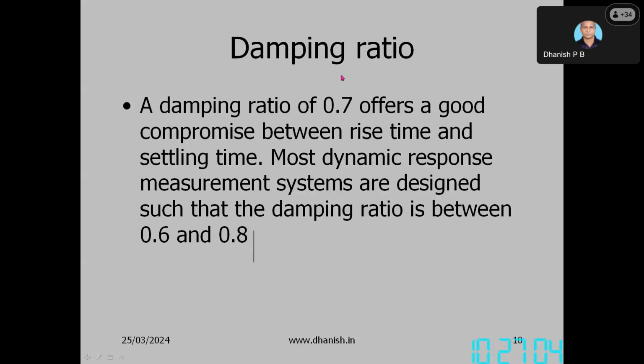So the best damping ratio for measuring instruments is generally mentioned as 0.7 because it offers a good compromise between rise time and settling time. These two times we will define later on the next slide. So rise time is the time required to reach the final value, and settling time is the time required for oscillations to stop. Most dynamic response measurement systems are designed such that damping ratio is between 0.6 and 0.8. So that's the tolerance of plus minus 0.1. We can't make it exactly 0.7 sometimes because temperature of the fluid, etc., will change. The damping depends on friction, so it is a little unpredictable. That's why we aim for 0.7 and allow a variation of 0.6 to 0.8.